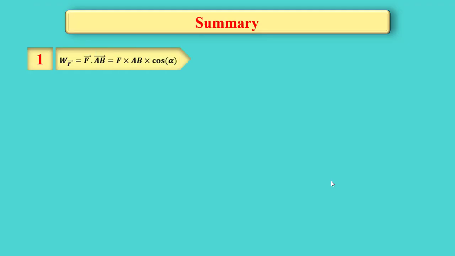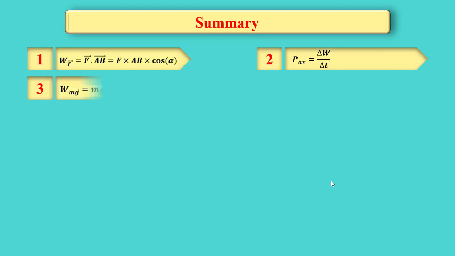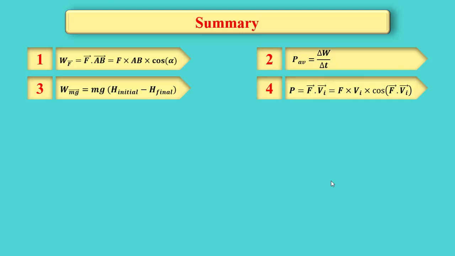From the first video, we have said that the work is the scalar product F dot AB vectors. The average power is the variation in energy per unit time. The work done by weight is mg(h initial minus h final). The power is given by F dot V instantaneous.